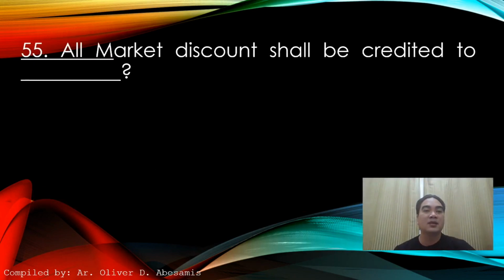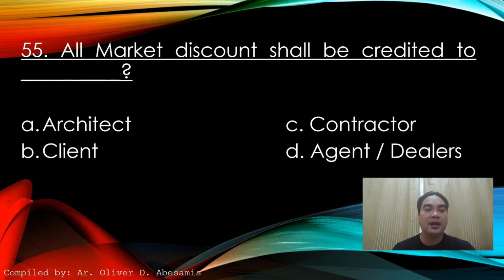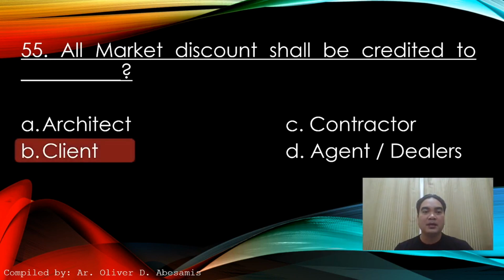Next. All market discount shall be credited to blank. A. Architect. B. Client. C. Contractor. And D. Agent or dealers. Answer? B. Client. All market discount shall be credited to client.